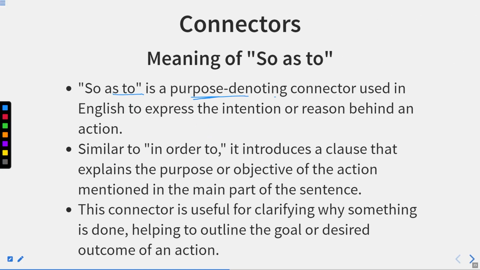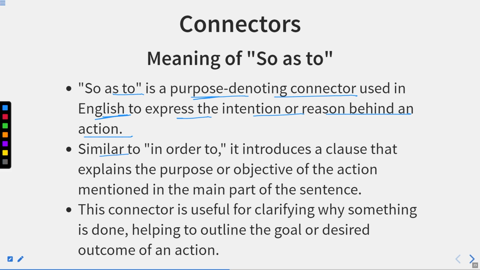So as to is a purpose-denoting connector used in English to express the intention or reason behind an action. So as to is similar to what we have already learned, that is in order to. Though in order to is more used in formal contexts, whereas so as to is used widely, in fact, in informal speech as well.